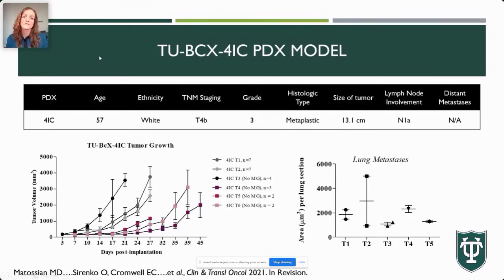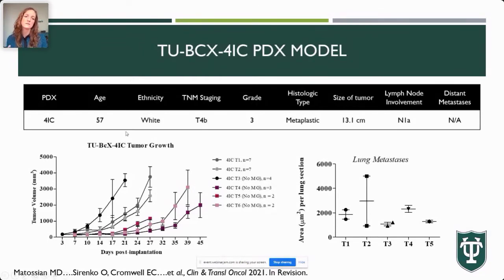This is TU-BCX4IC, a PDX model established from a 57-year-old white woman, stage 4B, at the time of mastectomy, high grade, a very rare histologic subtype, metaplastic, of a notoriously rapidly growing tumor. The size of the tumor at mastectomy was very large, 13 centimeters, with lymph node involvement, but no distant metastasis, probably due to the rate of growth of this tumor. And furthermore, this patient was resistant to 3 cycles of a commonly used breast cancer chemotherapy regimen, ACT, so adriamycin, cyclophosphamide, followed by a taxane.